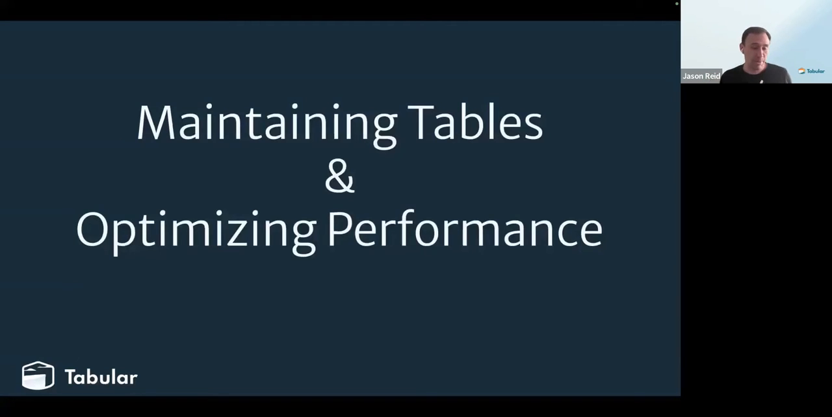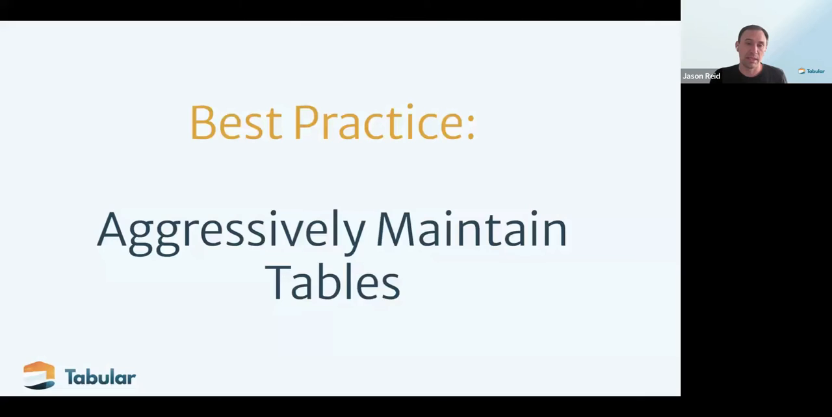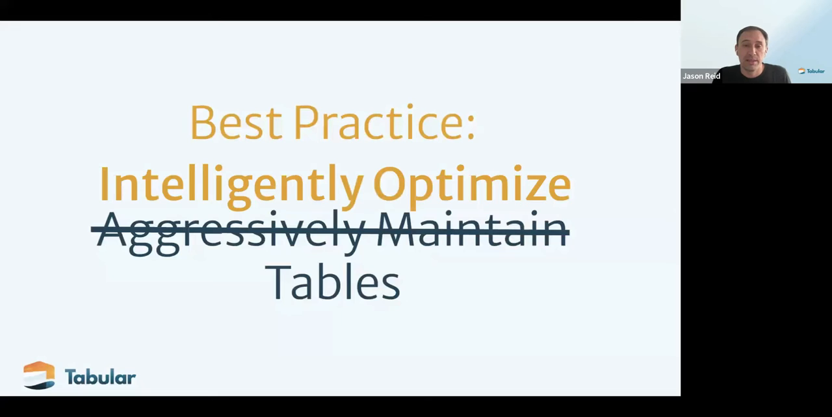All right, the next best practice, and I actually combined two. There were two here that Dan mentioned. For the purposes of Tabular, I'm going to talk about these two things together, because in Tabular's world, we think about these two functions in unity: maintaining tables and optimizing performance. And the best practice for maintaining tables was, hey, aggressively maintain your tables, right? At Tabular, we take a slightly different stance on this, which is intelligently optimize your tables, right?